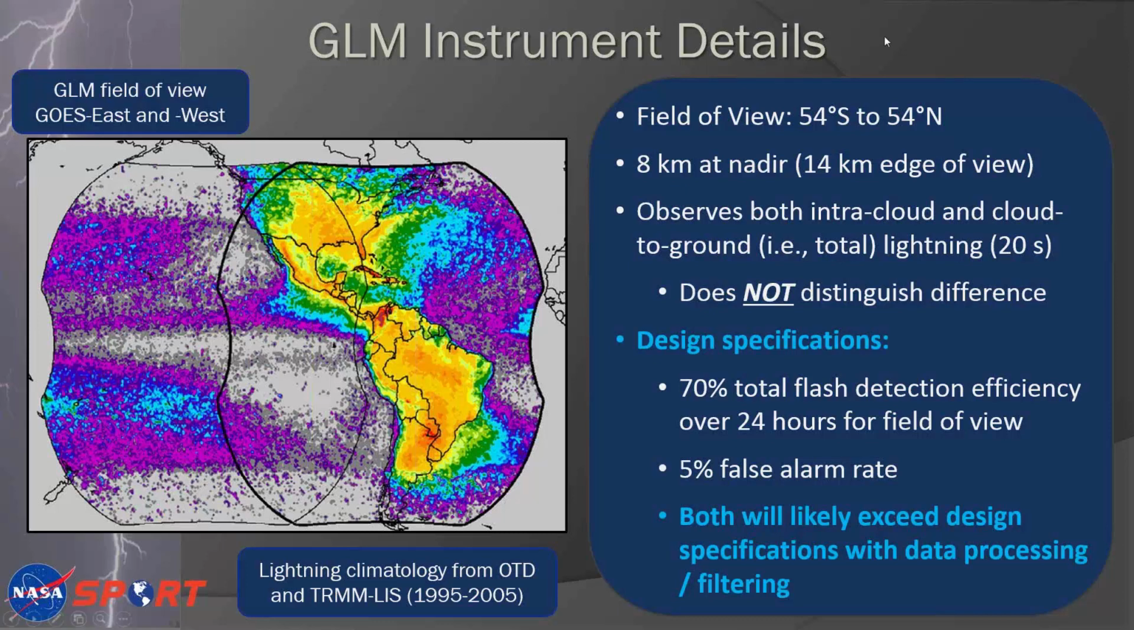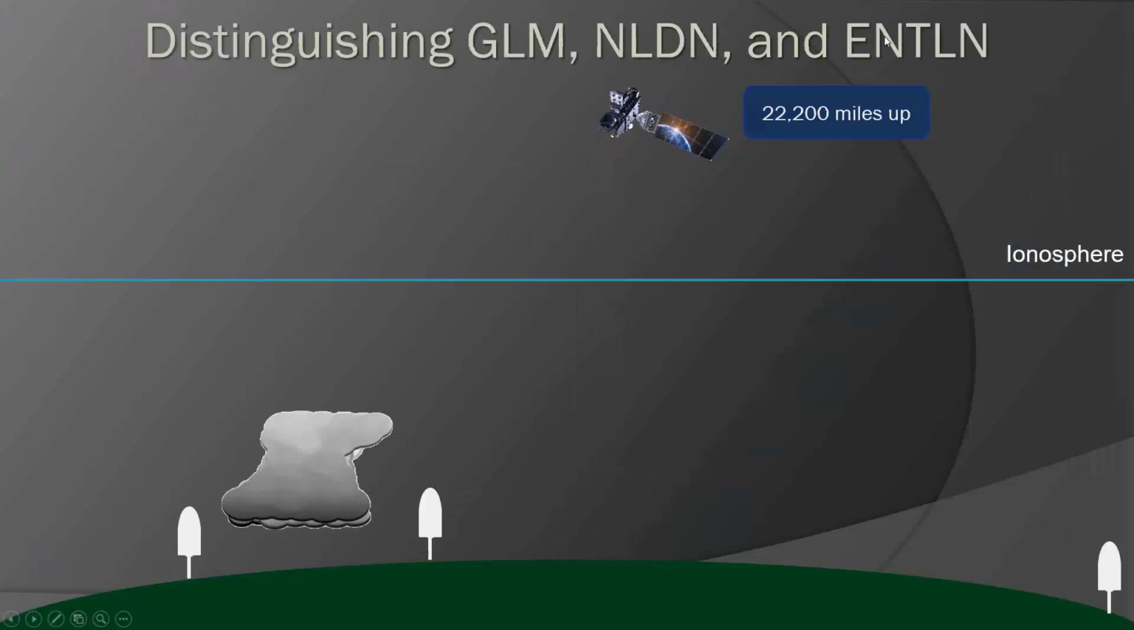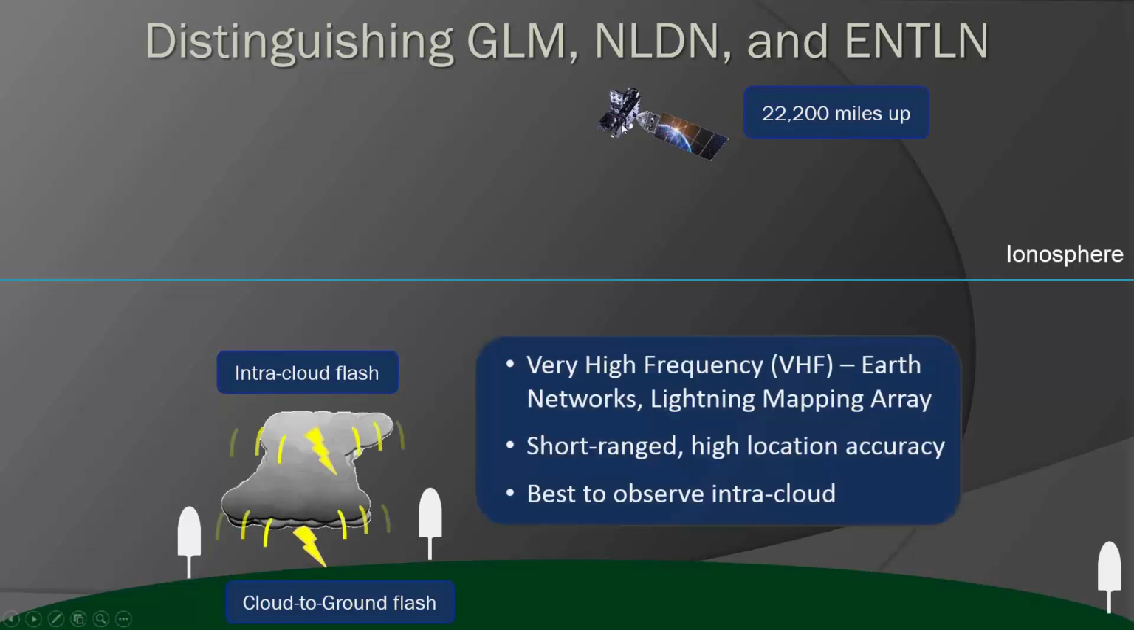So I'll drop into the next thing here, a quick distinguishing between the GLM, NLDN, and Earth Networks: how do the various networks observe lightning compared to one another. We'll have a little cartoon here. We'll look at a cloud-to-ground flash and an intercloud flash, and the little white objects here are just lightning sensors. And then we have the GLM up on GOES-R.